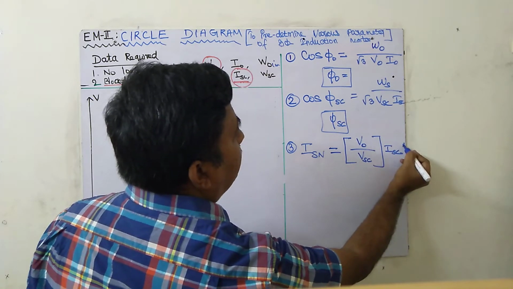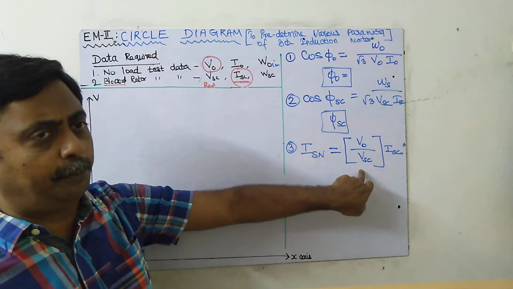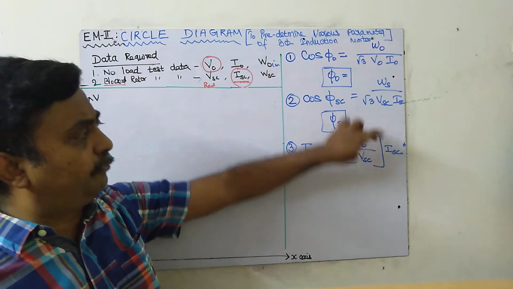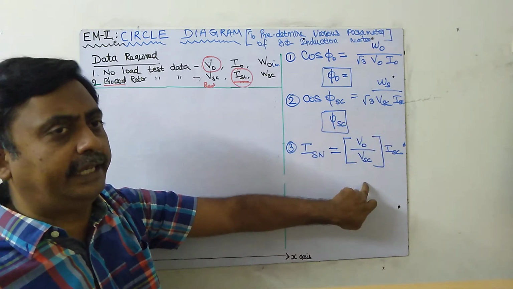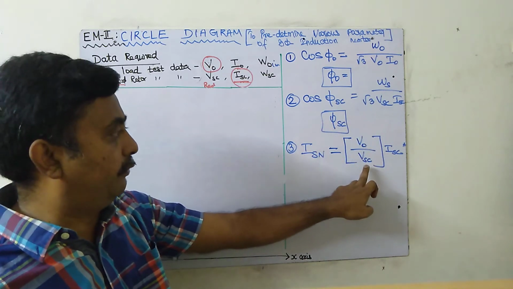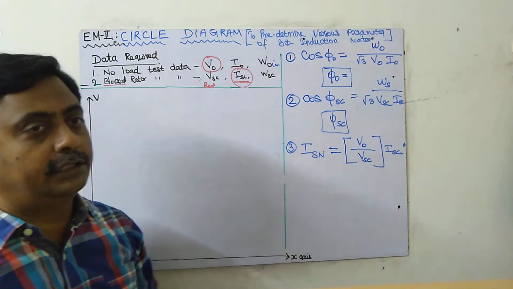Okay, ISN equals V naught, the rated voltage, divided by VSC, into ISC. This is the formula, unit is amps. V naught is the rated 415 volts divided by the reduced voltage. Suppose the reduced voltage is 400 and this is 50. 400 divided by 50 equals 8. So 8 into the short circuit current, and we will get ISN.